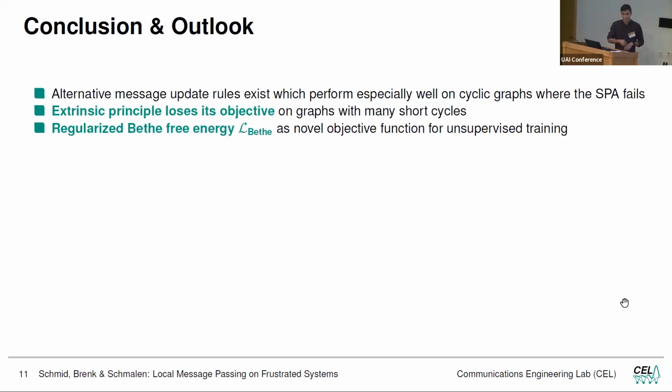To conclude, we searched for alternative message update rules, which are basically better suited for cyclic graphs than the sum product algorithm is. And we made a first approach here using a small neural network. Especially, I want to emphasize this extrinsic principle, which is not true anymore if we have a lot of cycles in the graph. And secondly, this regularized Bethe free energy term, which we proposed as an unsupervised way to train such models for marginal inference.